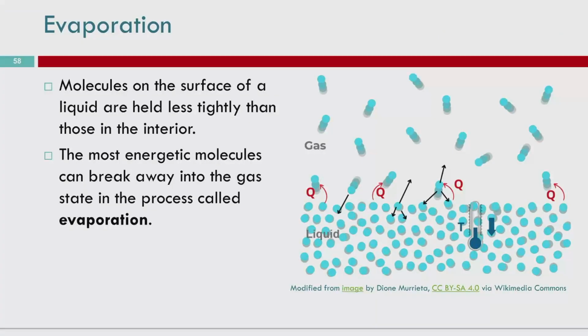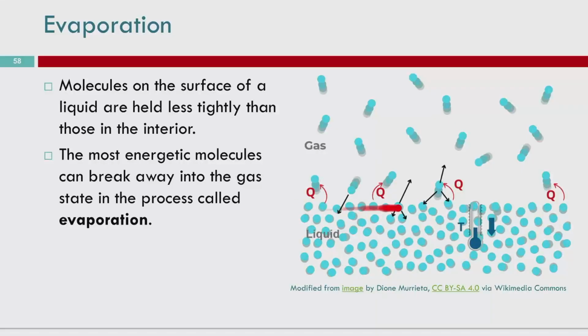Here's evaporation. Down below here, we've got a liquid, presumably water. We know that the molecules at the surface are held less tightly than those on the interior. We talked about this with surface tension. So the liquid molecules on the surface are held sideways and down. When they're below the surface, they're held in all directions. And because of that, it's harder for them to break away because they're held in all directions.